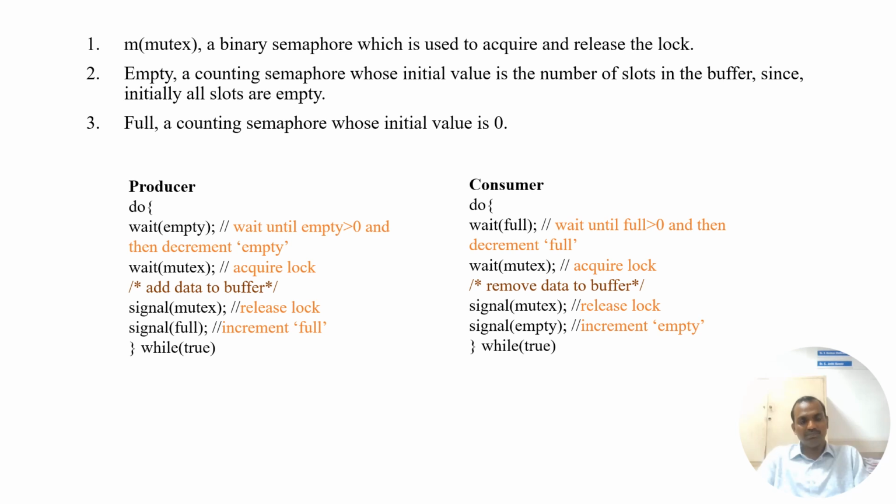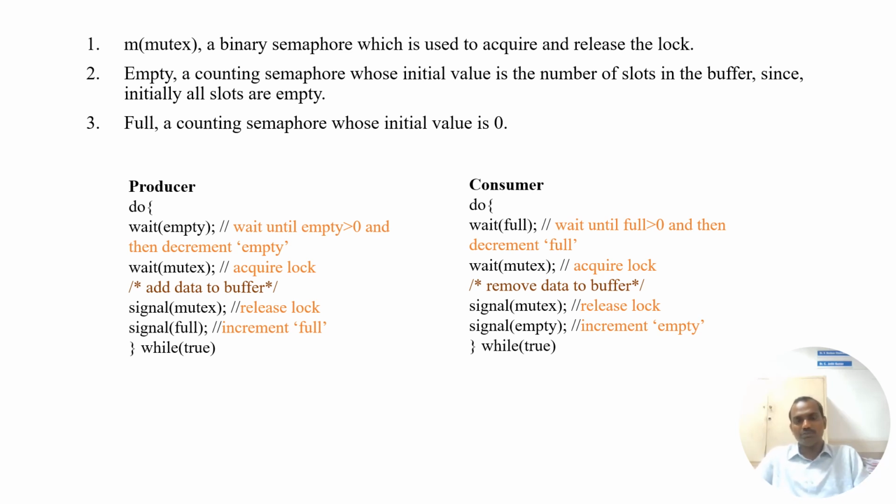So it increments full, because in wait of empty we are inserting data into the buffer. Assume that 5 blocks are already filled. Once we insert data into the buffer, the 6th block is also full. So signal of mutex is used to release a lock, and then signal of full: already the 5 blocks are full, and the added data is also in the buffer, so it increments to the 6th one. And then while true.